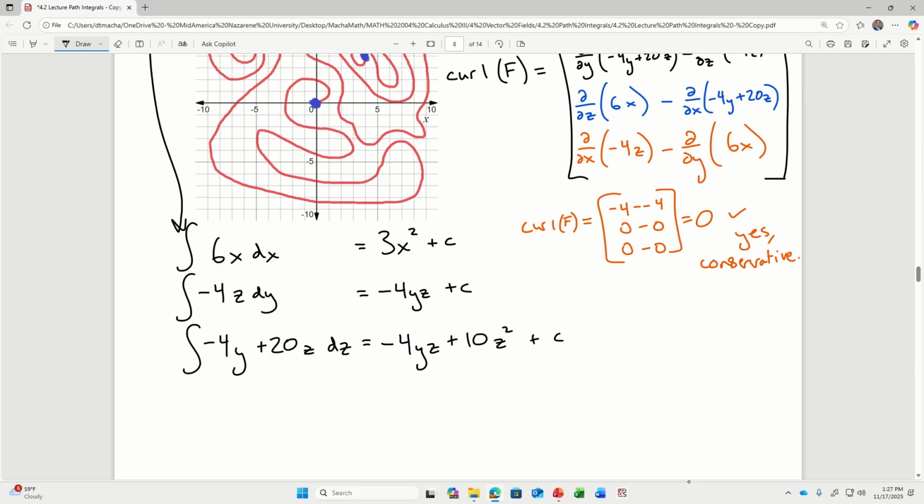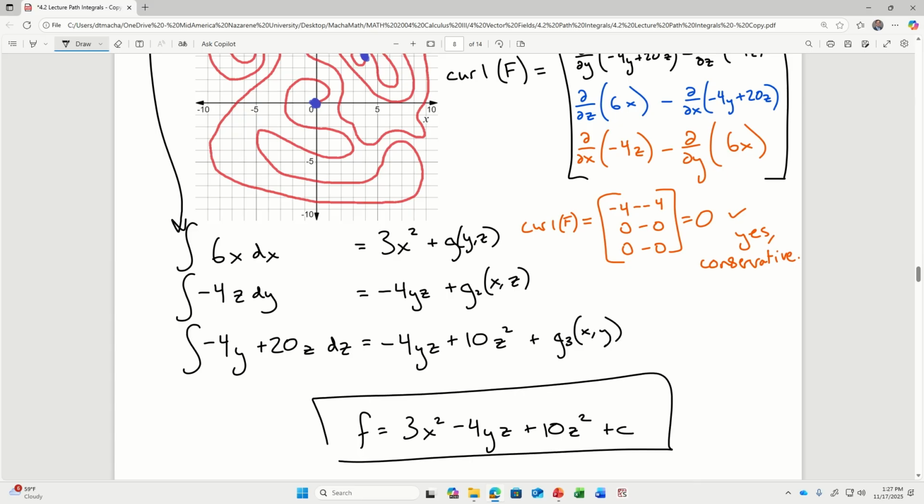And remember, these constants aren't necessarily constant. It's just that this constant is constant with respect to x, but it could be a function of y and z. And this constant is really just a constant with respect to y, but it could be a function of x and z. And this constant is really just a constant with respect to z, but it could be a function of x and y. So whenever I go to put together my potential field, I'm going to write down 3x squared minus 4yz plus 10z squared plus a genuine constant that's just a constant number.